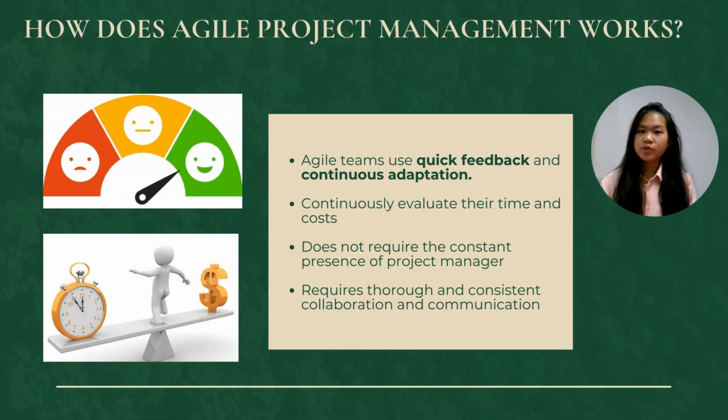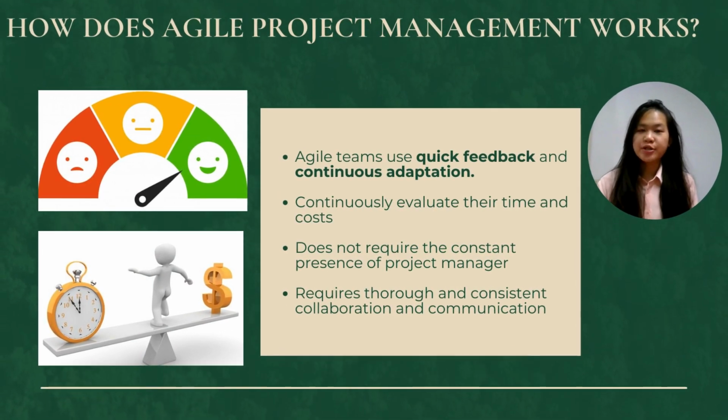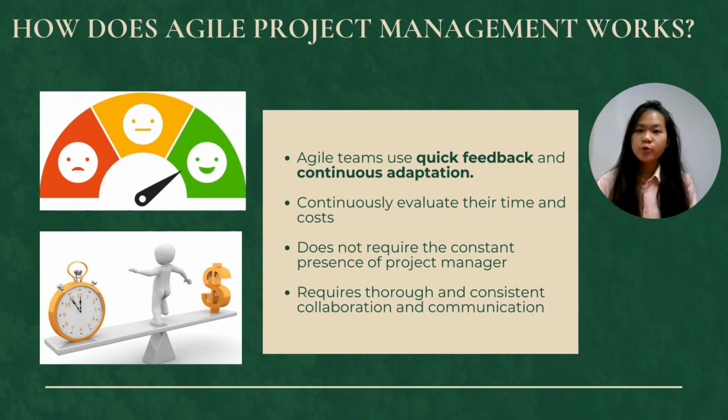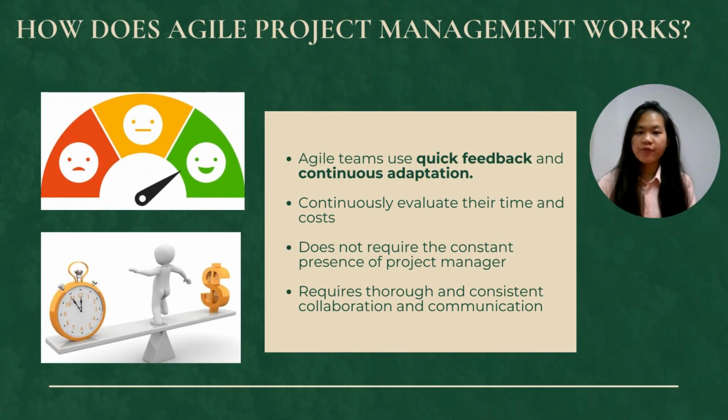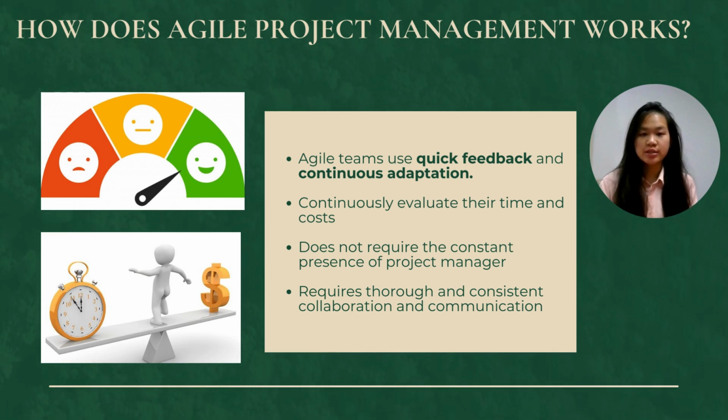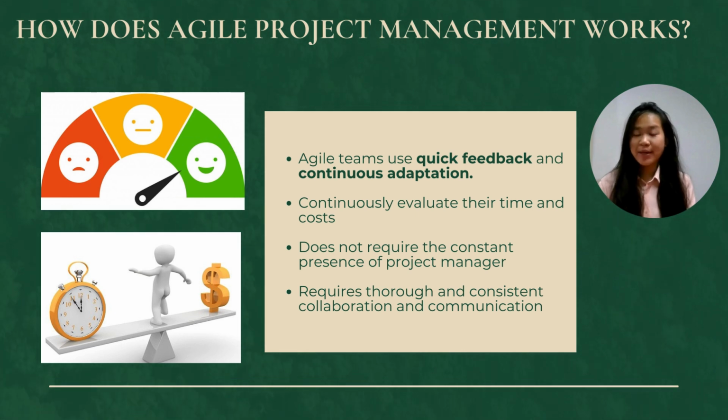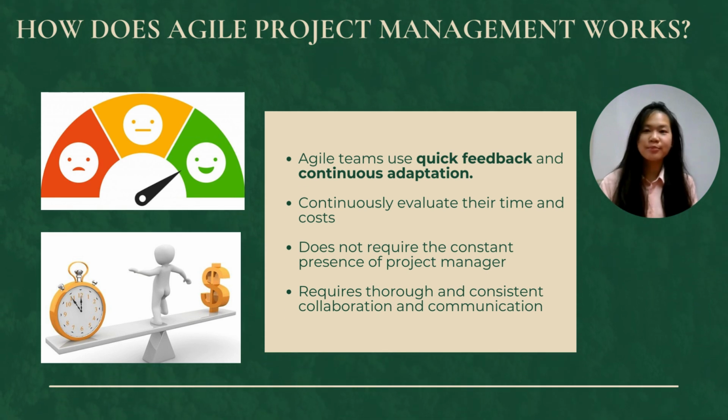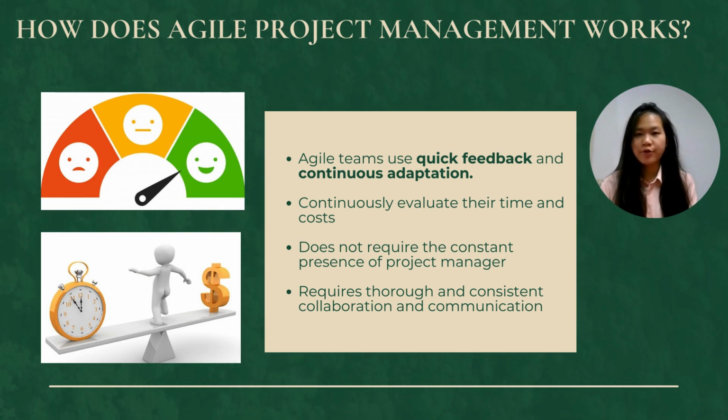Next, we will take a look at how Agile project management works. Agile teams use quick feedback and continuous adaptation in their project. They continuously evaluate their time and their costs. Unlike traditional methodologies, Agile project management is a little bit unique because it does not require the constant presence of the project manager. However, it requires thorough and consistent collaboration and communication among the team.